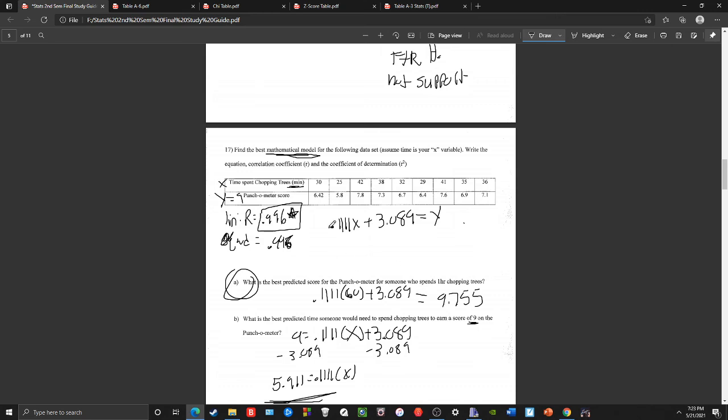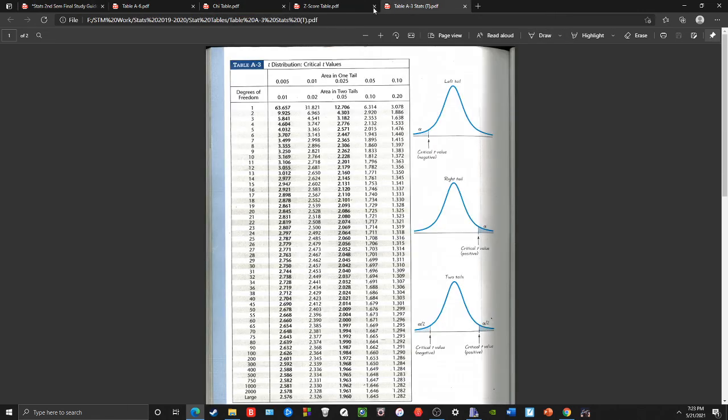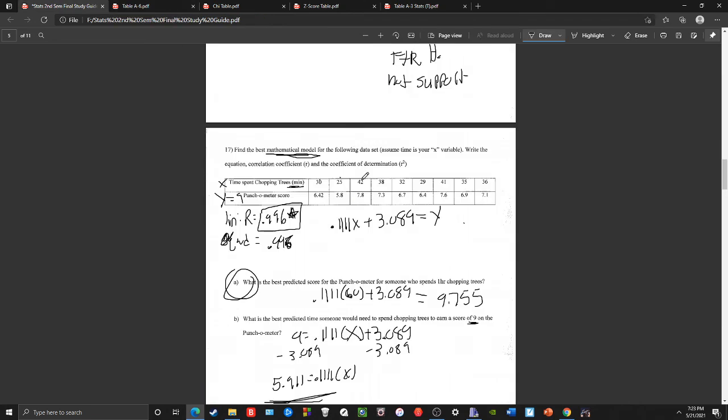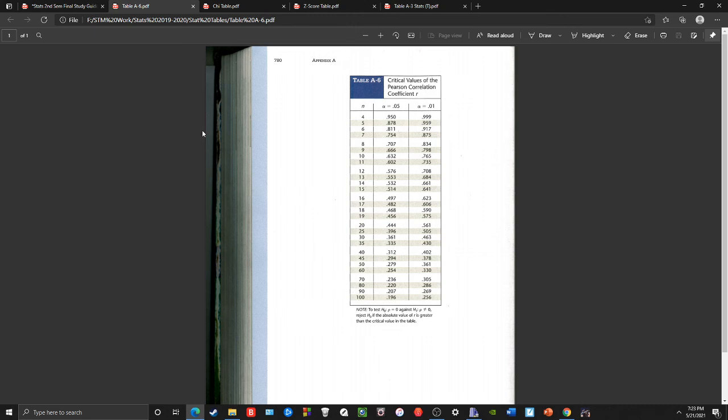If I ask you to make a prediction, you can simply take the average of these numbers and use that as your prediction, right? But how do you know whether to just use the average or whether to use your equation? Well, you test it against this table right here. We have 1, 2, 3, 4, 5, 6, 7, 8, 9. We have 9 pairs of data. 0.05 significance means my critical value is 0.666, right?